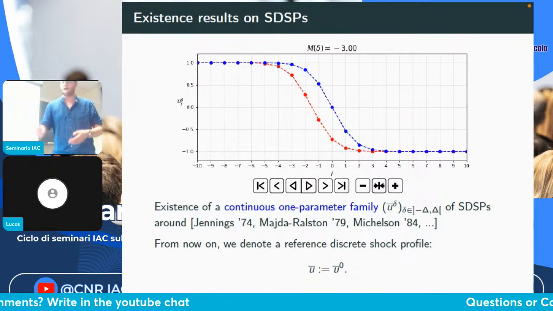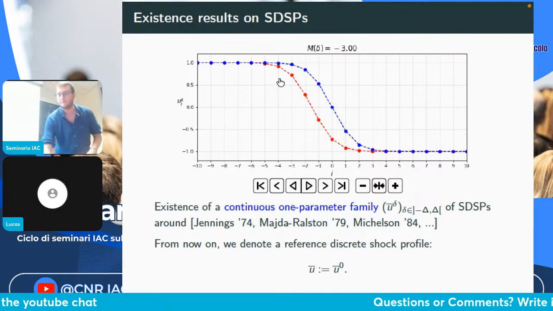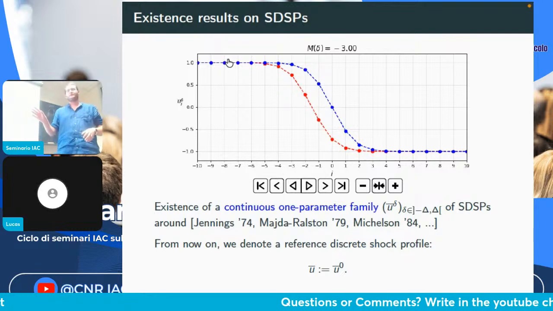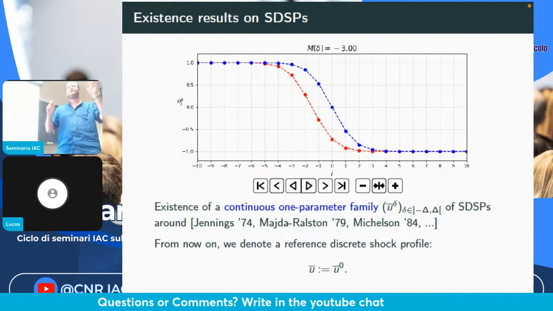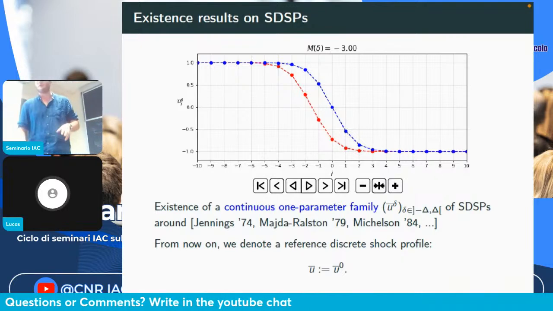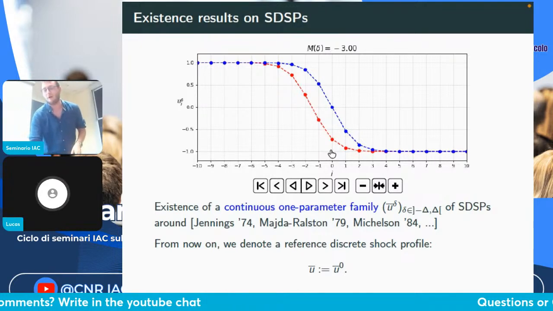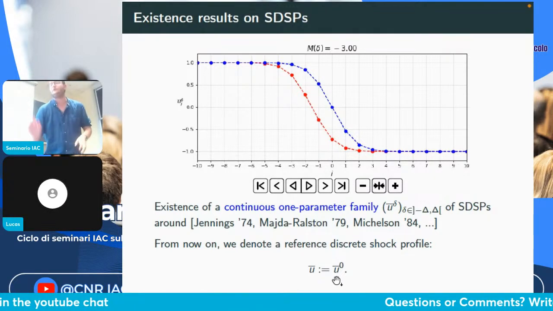One thing that I will add is that for the rest of the presentation, I will consider one of the discrete shock profiles as being a little bit more special. It will be clear afterwards. I write it in blue, and it will be defined as U0.